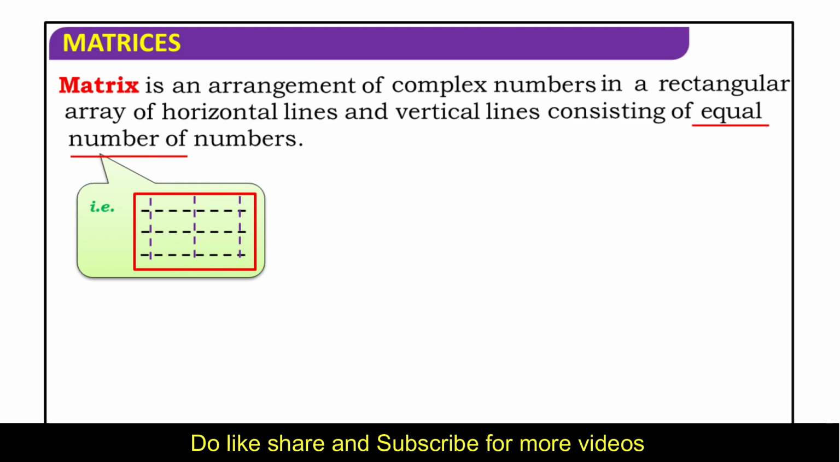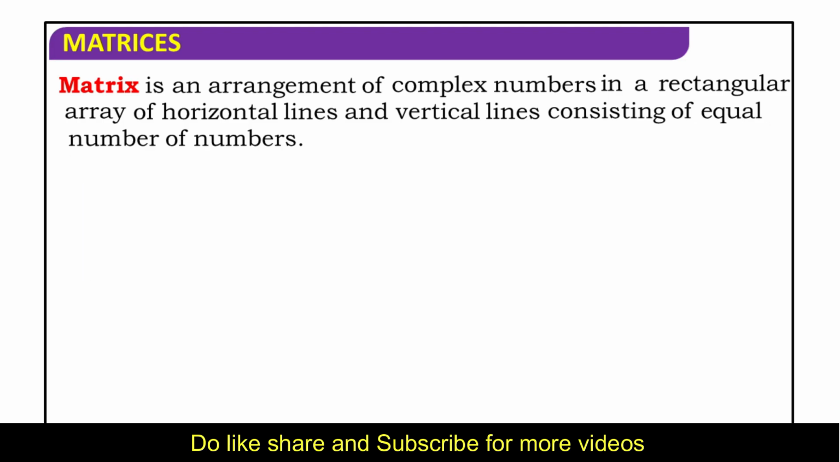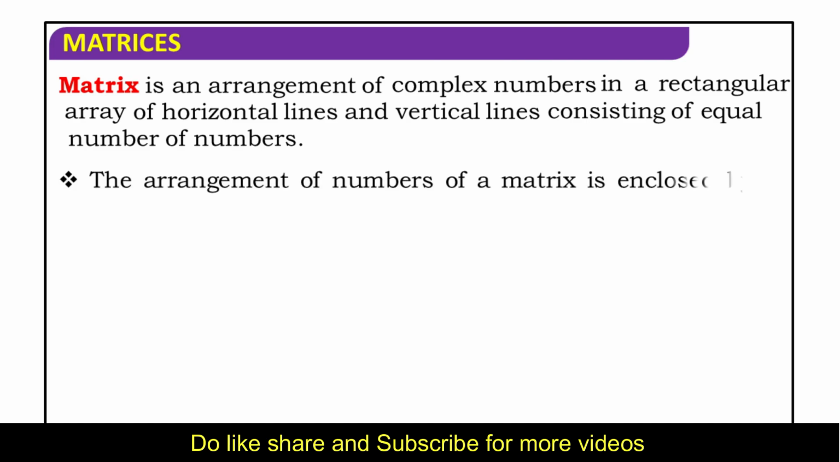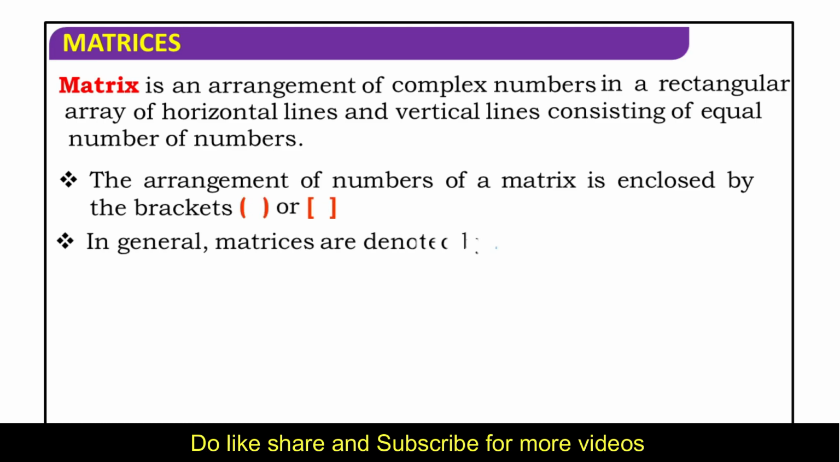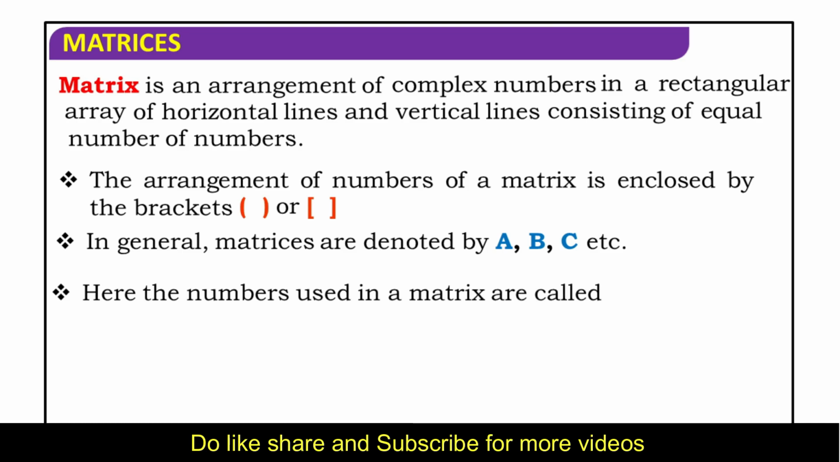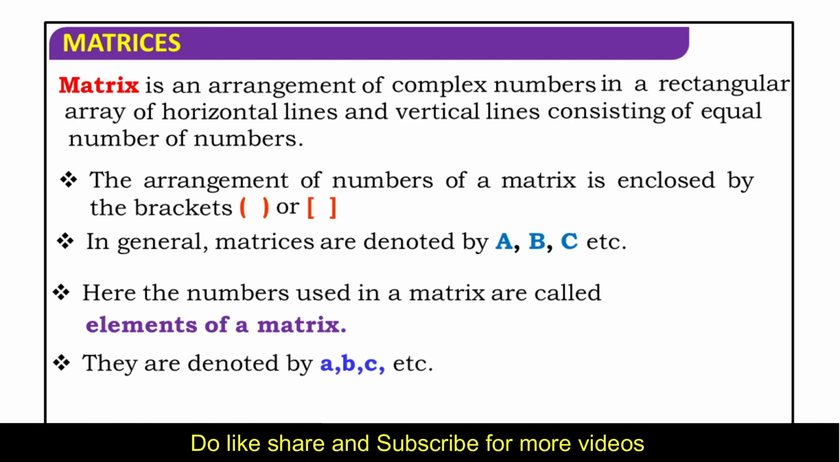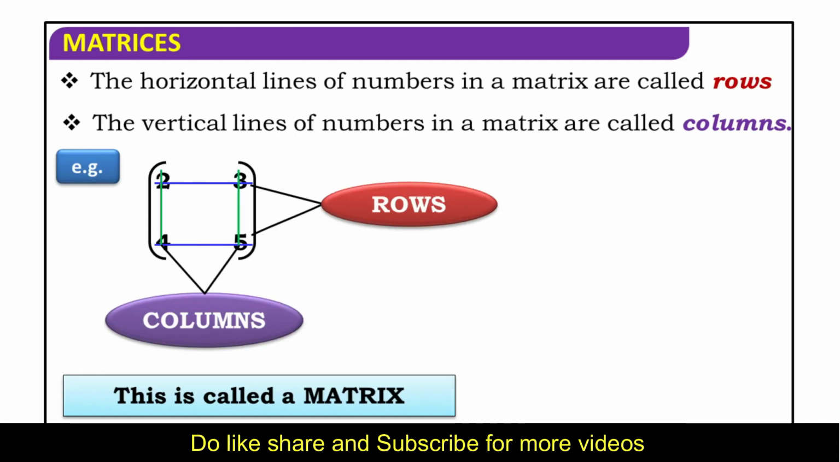For example, if you see here, 1 2 3 4 5 6 7 8 9, so three rows having three elements, an equal number of numbers. This arrangement of numbers of a matrix is enclosed by brackets, this one or this one. In general, matrices are denoted by capital A, B, C, etc. Here the numbers used in a matrix are called elements of a matrix. They are denoted by small letters a, b, c, etc.